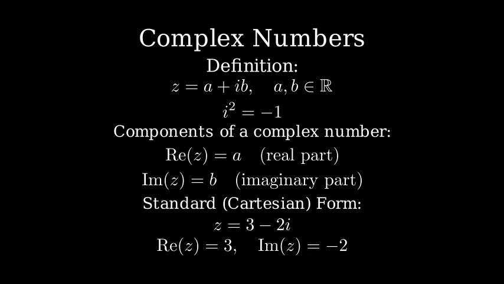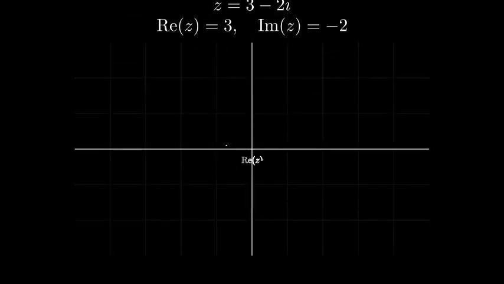One of the most intuitive ways to understand complex numbers is to visualize them in the complex plane. In this representation, the horizontal axis corresponds to the real part, and the vertical axis corresponds to the imaginary part. Our example, 3 - 2i, would be plotted at the coordinate (3, -2).